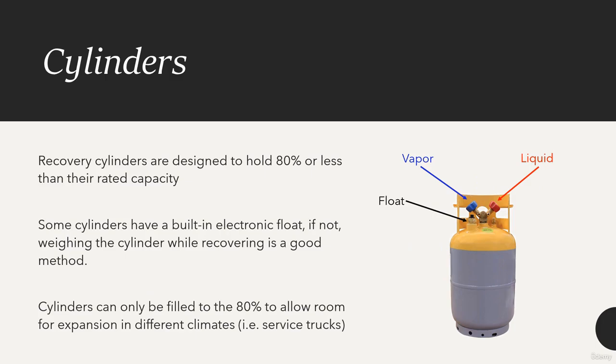Recovery cylinders are designed to hold 80% or less of their rated capacity. This is to allow room for expansion whenever the cylinder is in heat, such as in the back of a service vehicle. Some cylinders have a built-in electronic float valve that will hook to the recovery unit to make sure that it's not overfilled. If not, weighing the cylinder while recovering is a good method to ensure that you don't go above 80%.